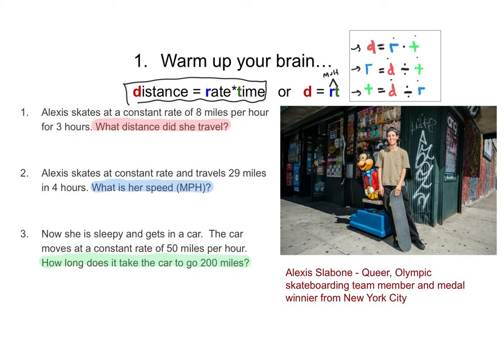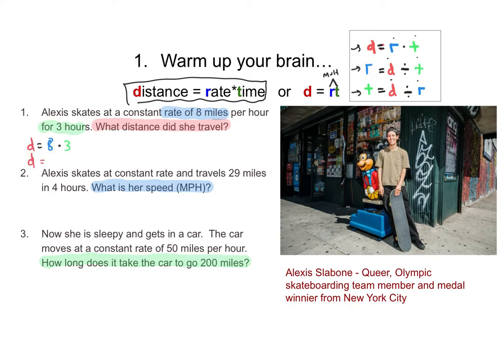I'm going to be using this amazing Olympic skateboard team medal winner, Alexis Labone, to talk about these problems. In this first problem, we have Alexis, and she is skating at a constant rate of 8 miles per hour. I'm going to highlight that because we know her rate. And she's going for 3 hours. I'm going to highlight that so we know her time. What we are looking for is what distance she traveled. Go ahead and pause this and see if you can solve it.